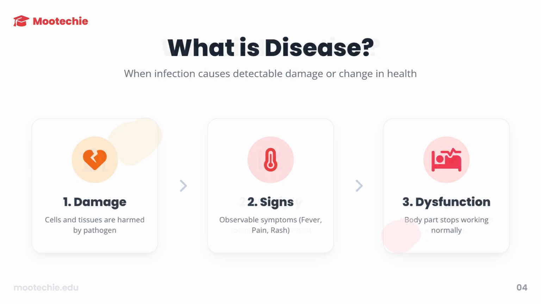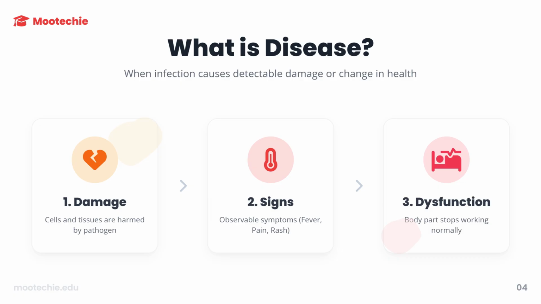Now, let us differentiate infection from disease. First, damage. Disease occurs when the pathogen causes harm to cells and tissues. Second, signs. These are observable symptoms like fever, pain, or rashes that indicate something is wrong. Third, dysfunction. Here a body part or system stops functioning normally due to the damage. So, disease represents the visible and functional outcome of infection.